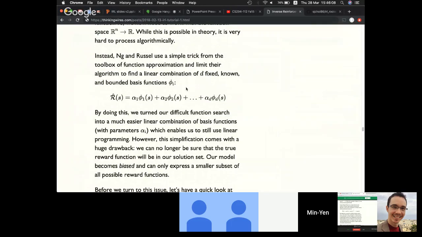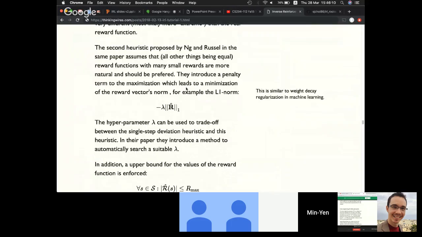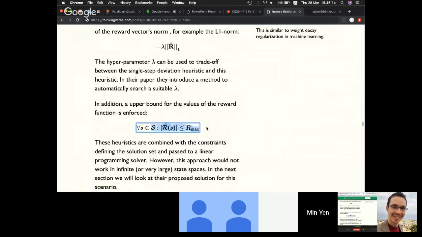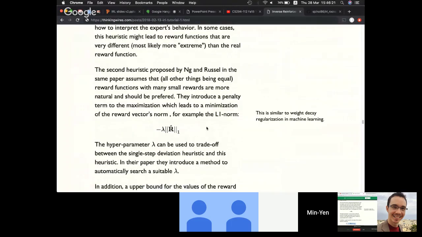Okay, I changed my mind. Now that I can see the whole thing, I think that actually the upper bound, they enforce it to go with the idea that, if you go further up, there's one that says the second heuristic proposed by Ng and Russell in the same paper assumes that reward functions with many small rewards are more natural or preferred. So I guess this is a way for them to filter out the big rewards that they do not prefer. It's not like there's a mathematical theorem or something, but I think they just want to enforce it to go with this heuristic.